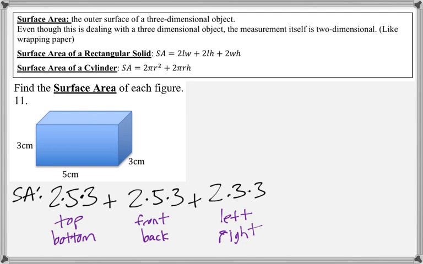So if we figure out what this is, it's going to be 78. And it's 78 square centimeters.